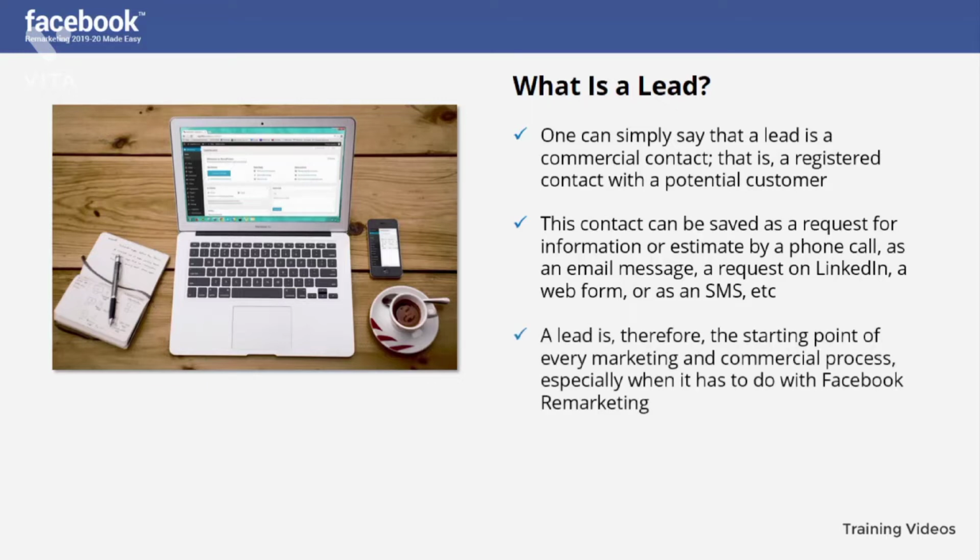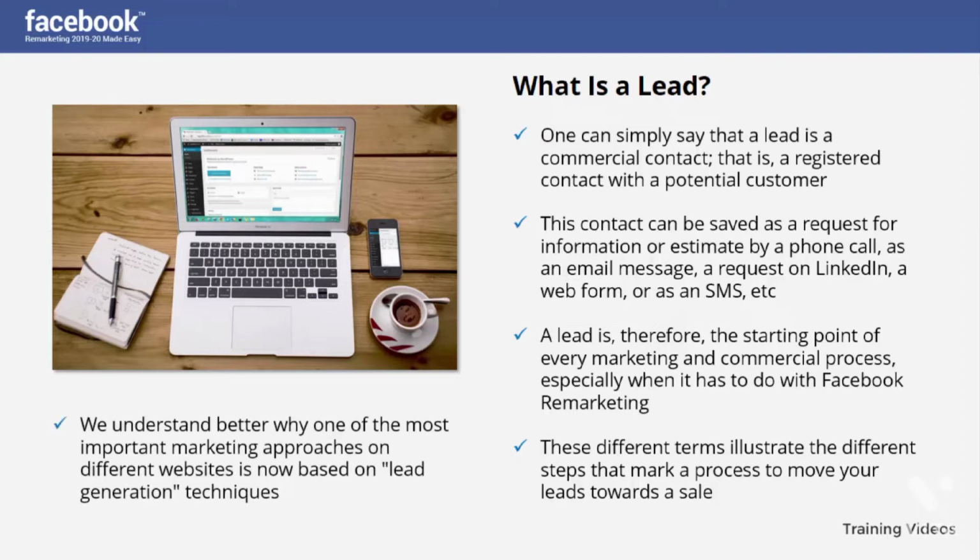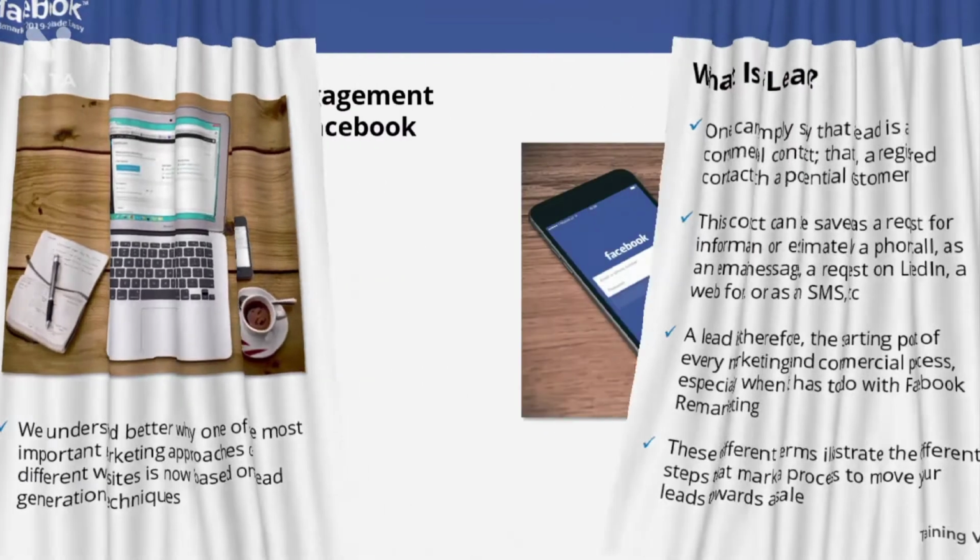A lead is, therefore, the starting point of every marketing and commercial process, especially when it has to do with Facebook remarketing. It is likely to become a qualified contact, that is to say, a prospect who has a potential to become a customer. These different terms illustrate the different steps that mark a process to move your leads towards a sale. You will indeed be called to implement this process to develop your business through digital and especially the internet. We understand better why one of the most important marketing approaches on different websites is now based on lead generation techniques. But what is the best technique to use?